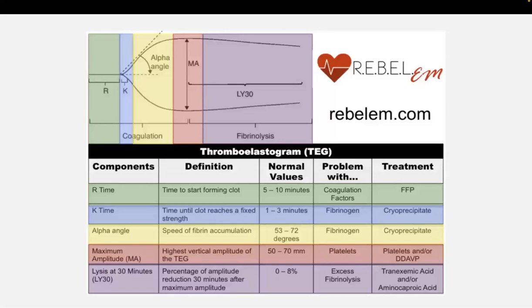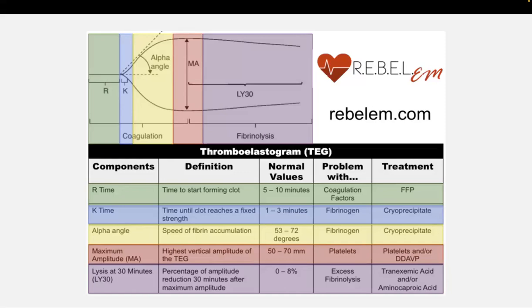Okay, so this is the crux of the TEG. That pin will give a drawing, and this is how the drawing looks like. It's basically one line, and then it's two lines that separate from each other. And there are different parameters of it. It's the R time that you can see in green, the K time that you can see in blue, the alpha angle that is in yellow, the maximum amplitude you can see in red, and the lysis 30 that you can see in purple.